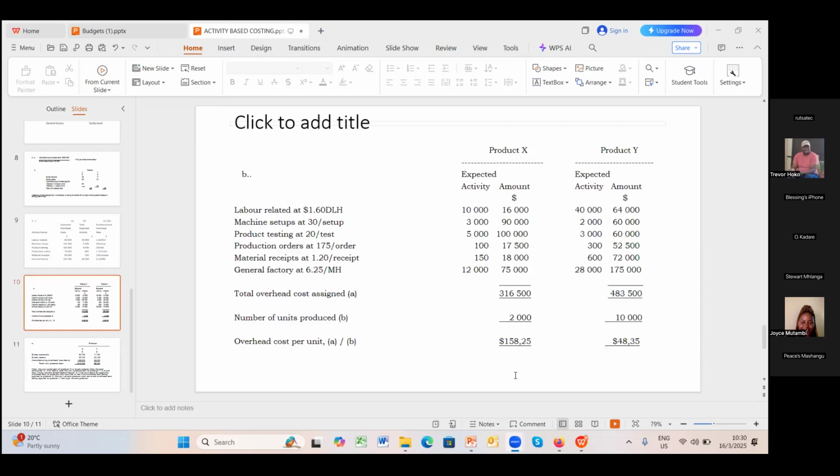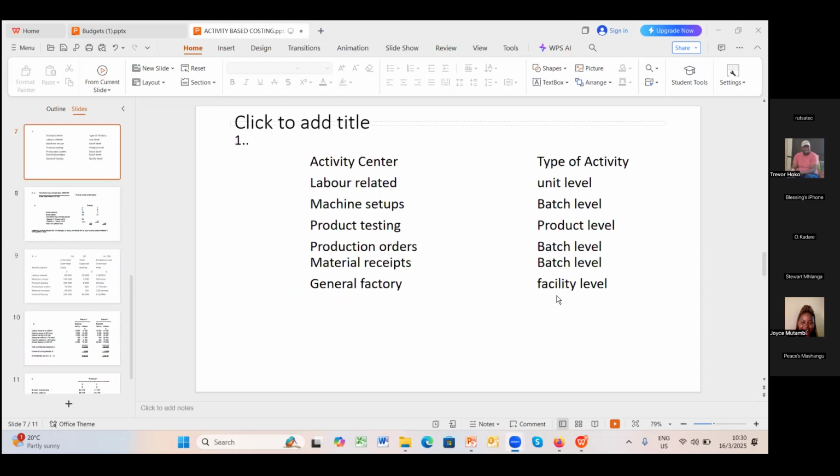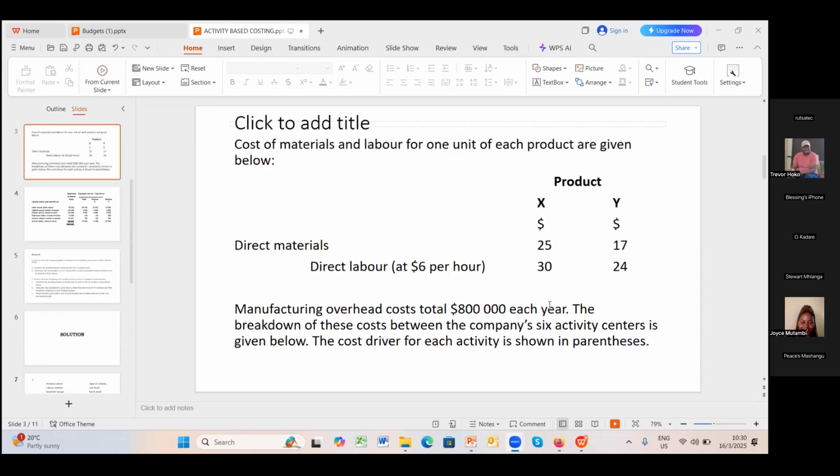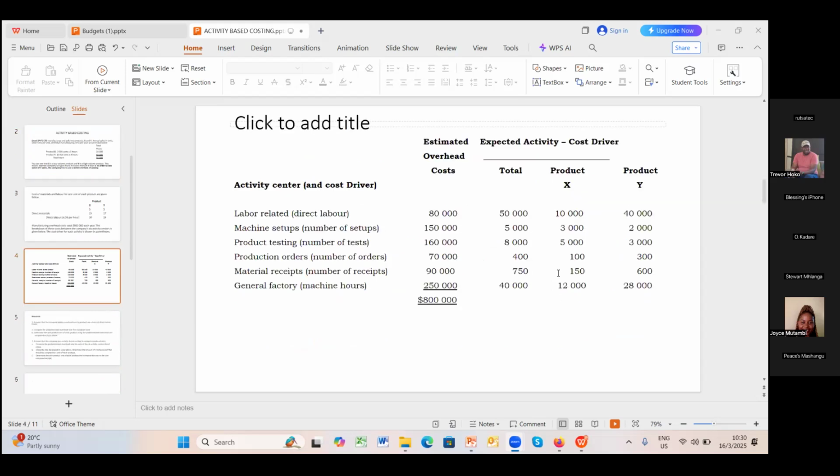This play will lead us to, if you can see on the screen, the players will actually come up with this data that you are seeing on the screen. But it will follow the same process. Firstly, calculate using absorption costing, and then use the data like what you are seeing on the screen to calculate activity-based costing. And then you have some comments.